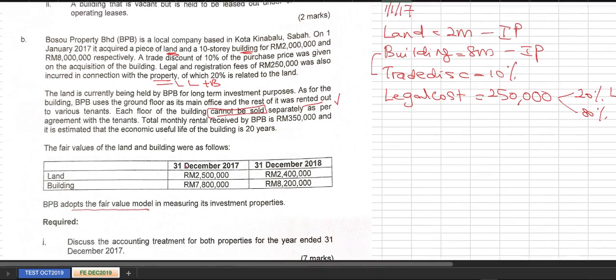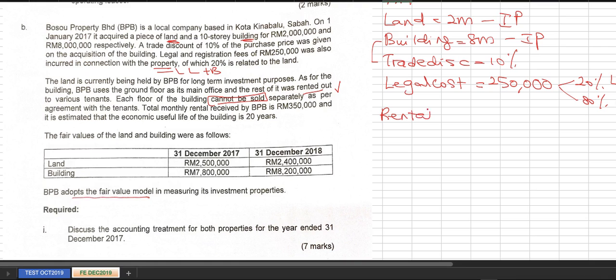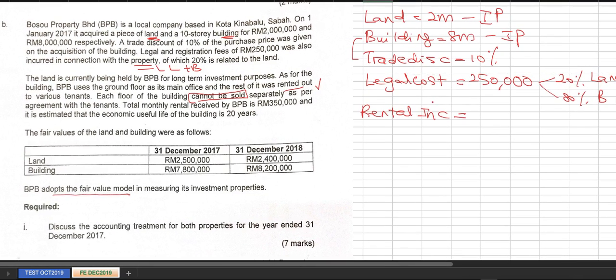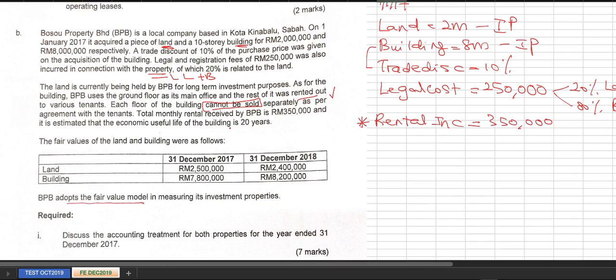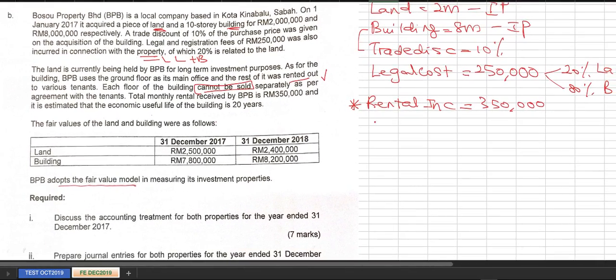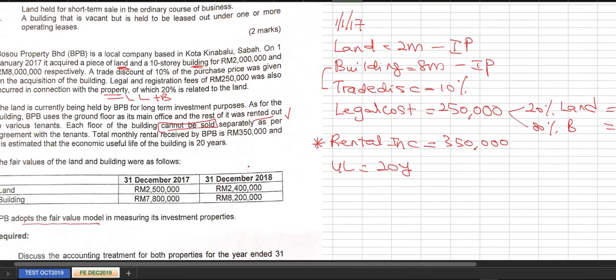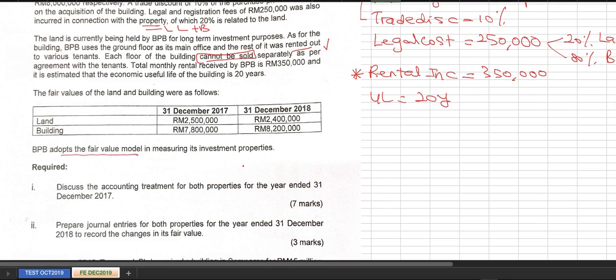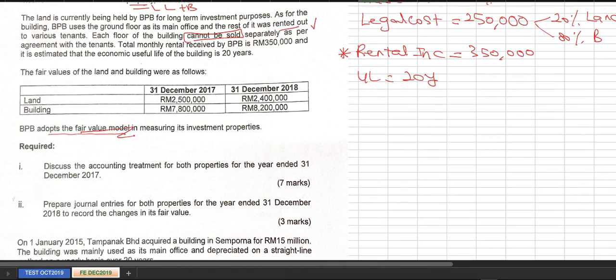The total monthly rental received, because you rent out, so you receive rental income of 350,000. You will need to use this information if the question asks for SOPL. Otherwise, it is just information; you don't have to use it anywhere. The useful life of the building is 20 years. So we have jotted down all the information. This is the fair value of the land and building, and the company adopts the fair value model in measuring the IP. Remember, for the fair value model, you will have no depreciation. We don't calculate depreciation on the building because the company is using a fair value model.